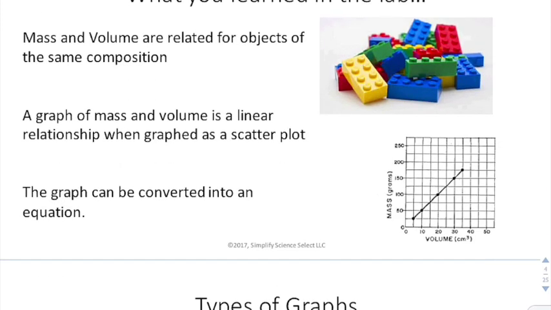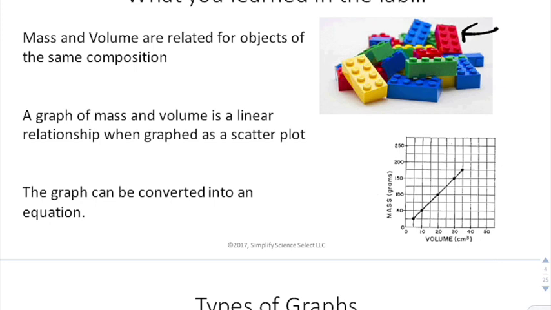So what you learned in the lab, you should have learned that mass and volume are related for objects of the same composition. So this composition right here, these Legos are made of the same type of plastic. So because of that, they have the same composition. So there should be a relationship between mass and volume. In fact, you should have gotten from a graph of mass and volume a linear relationship when you graphed it as a scatter plot.